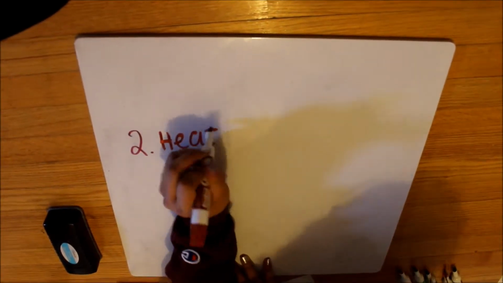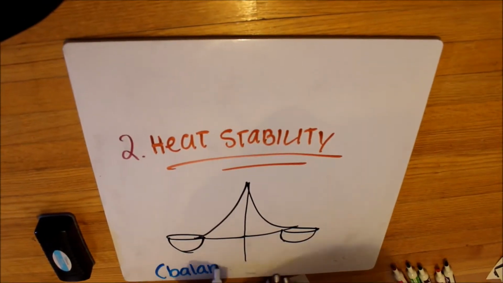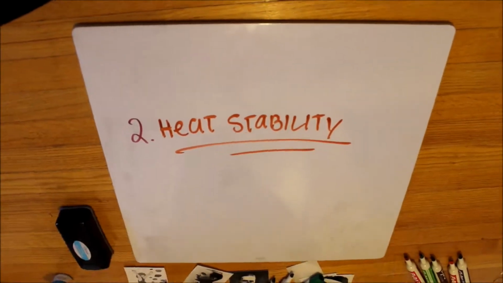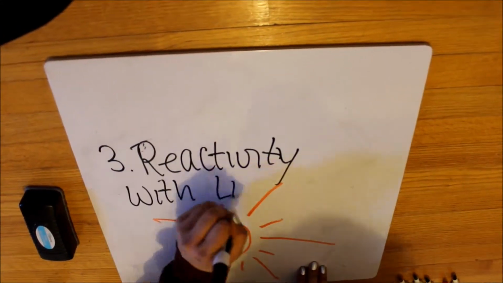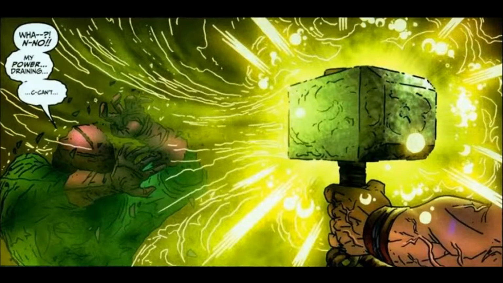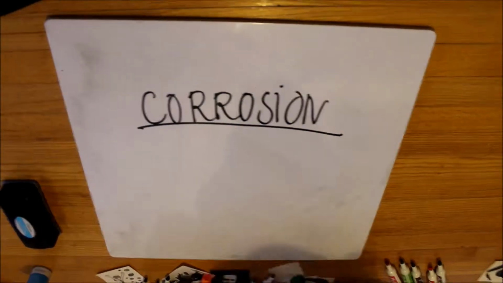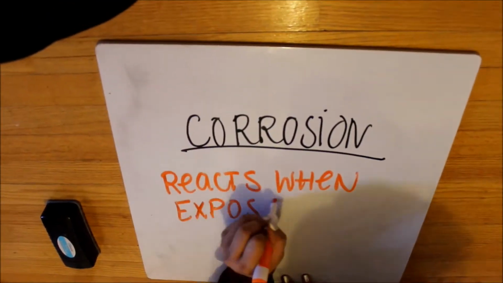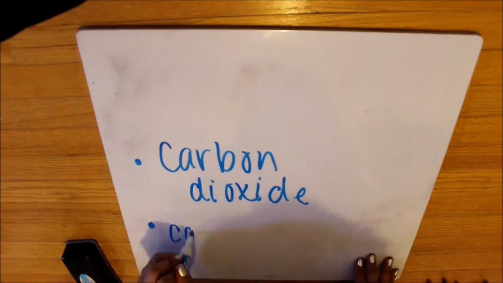As for heat stability, the particle size and the structure's interaction with light creates a strong tint pigmentation. And with the reactivity with light, with its dark pigmentation, it tends to absorb light or energy away. It absorbs all of it. As for corrosion, corrosion is reactivity with oxygen, and so when it is exposed to oxygen, it forms carbon dioxide and carbon monoxide.